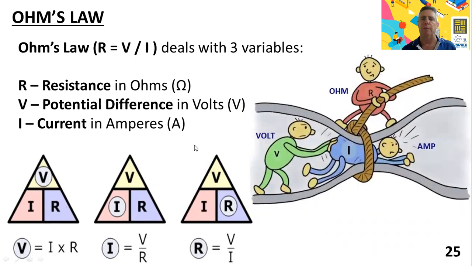This little diagram might be helpful in understanding the units. So ohms measures the amount of squeezing that takes place. Volts measures the amount of pushing that takes place. And amperes is a measure of the flow of the current.